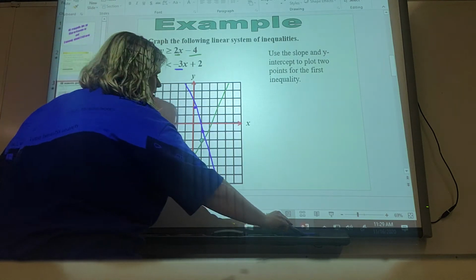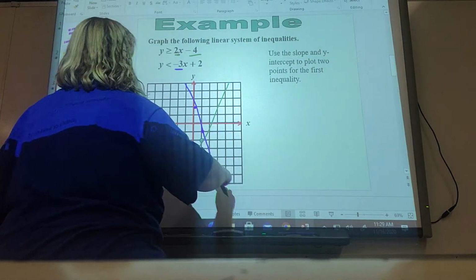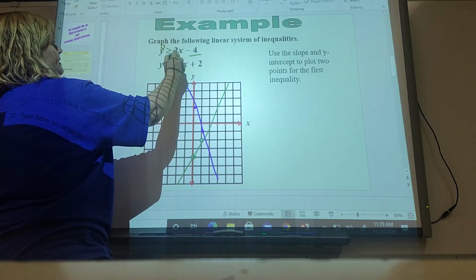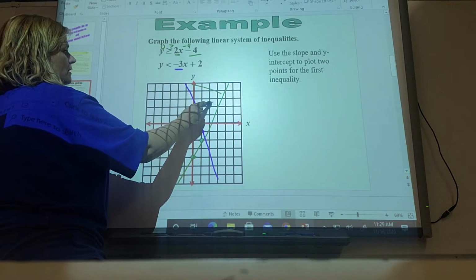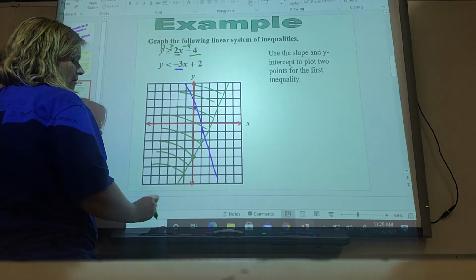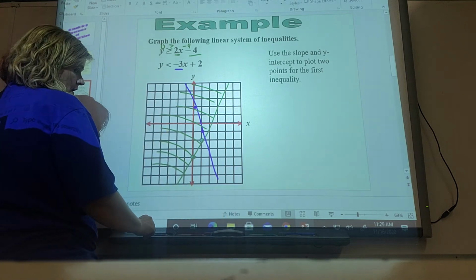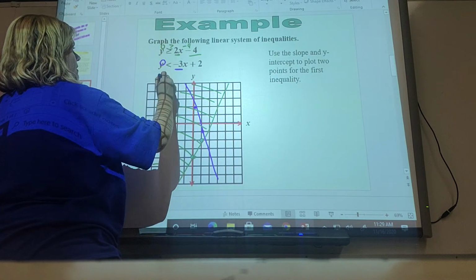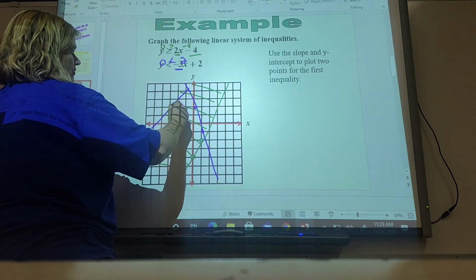The first one, the one that's in green, we are going to check a point. Let's check 0, 0. That's the easiest. 0 is greater than -4. That's true. So we're going to shade the 0, 0 side. On the purple one, we're going to test the 0, 0 point. Is 0 less than 2? Yes. So we're going to shade also the 0, 0 side.